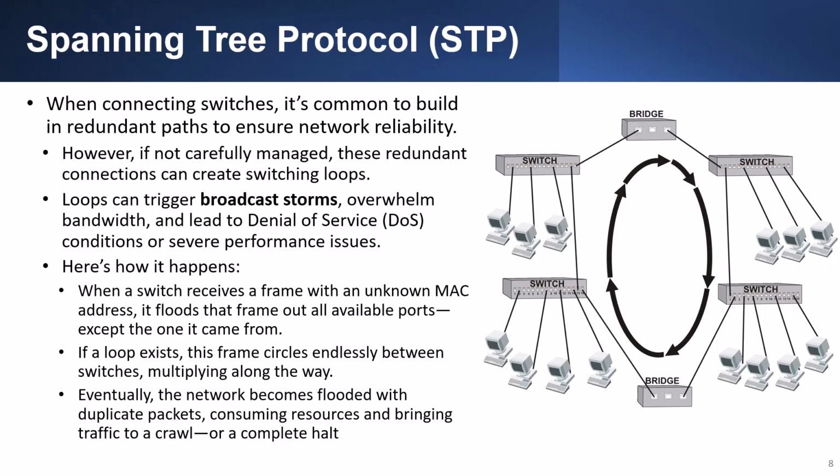Here's how it happens. When a switch receives a frame with an unknown MAC address, it floods that frame out all available ports except the one it came from. If a loop exists, this frame circles endlessly between switches, multiplying along the way. Eventually, the network becomes flooded with duplicate packets, consuming resources and bringing traffic to a crawl or a complete halt.